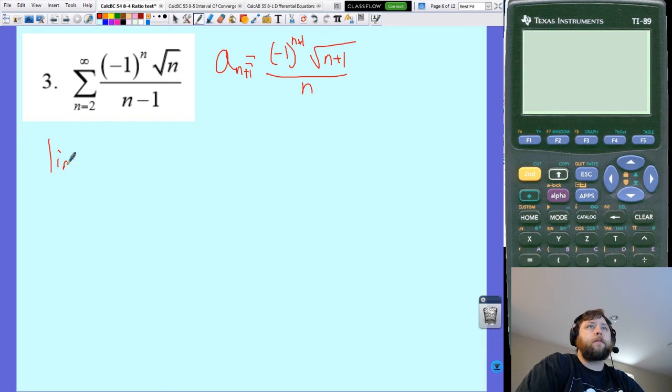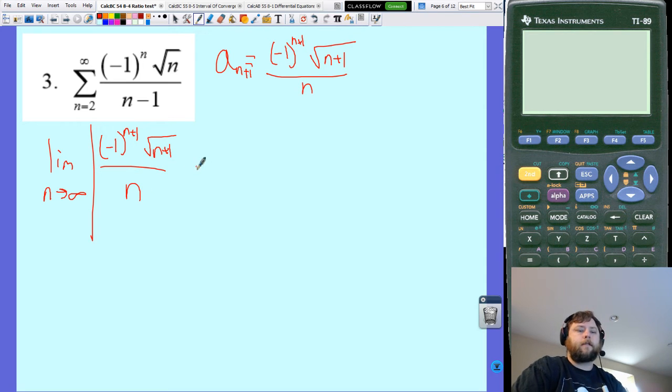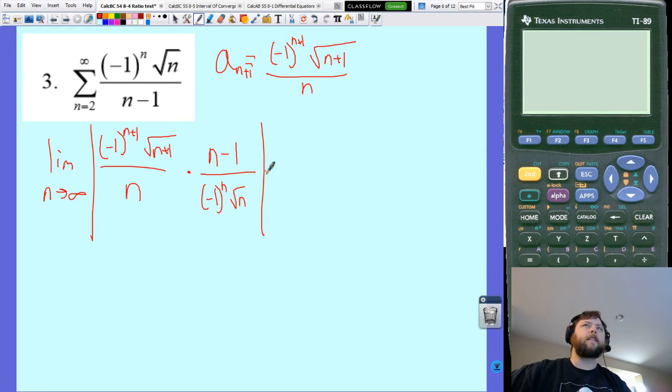So let's do this. The limit as n goes to infinity is going to be absolute value. I'll just write it in there, but we'll cancel it out later. Over n plus 1 over n times n minus 1 over -1 to the n times square root of n. All right, so what cancels out in this case? Well, again, these negatives, they're just absolute value. They're irrelevant to this problem. And does anything else cancel out? No, I can't do those n's because that kills kittens.